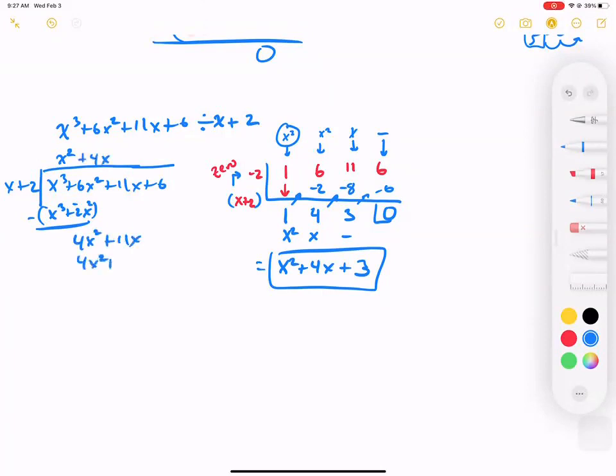4x squared plus 8x. I draw my parentheses and my minus sign just so I don't have to overthink. The more I see, the less I have to think. 11 minus 8 is 3x plus 6. X times what is 3x? X times 3. Multiply by 3. 3x plus 6 minus parentheses negative negative. That does give me a 0.